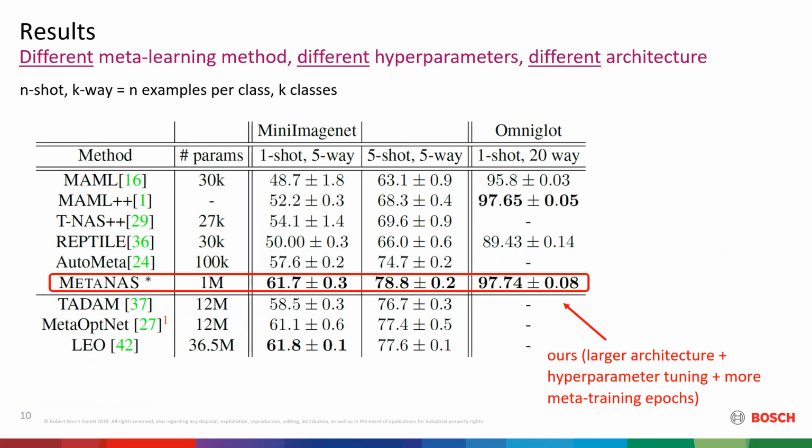In the second experiment, we do not only compare our method to other methods that learn an initial set of weights, but rather also to other state-of-the-art future learning methods. Our method yields competitive or better results than the state-of-the-art, while employing a much smaller neural network architecture.